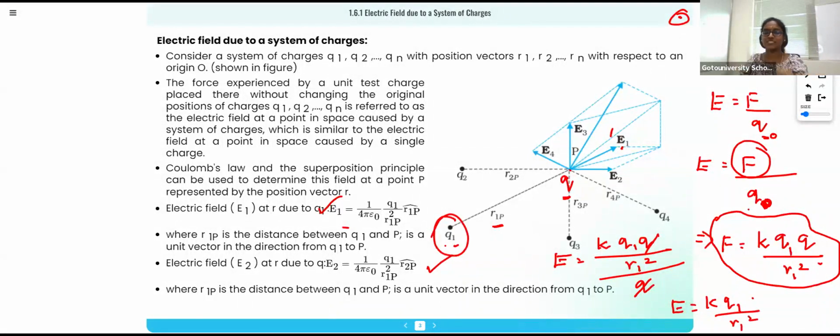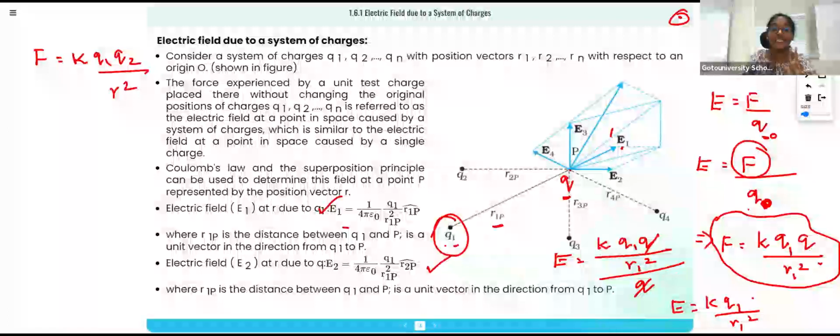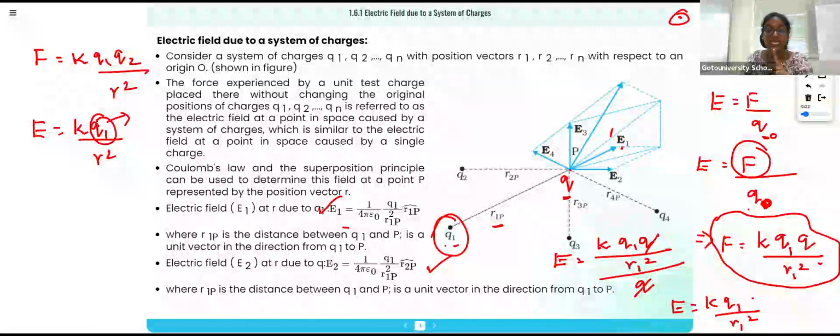Okay. So just remember, in the case of calculating F, there will be 2 Q. K is equal to Q1 Q2 divided by R square. In the case of calculating E, there will be only one Q. So it is K Q1 divided by R square. This Q1 is not a testing charge, it is a source charge for which we are checking. Okay, just remember these 2 points.